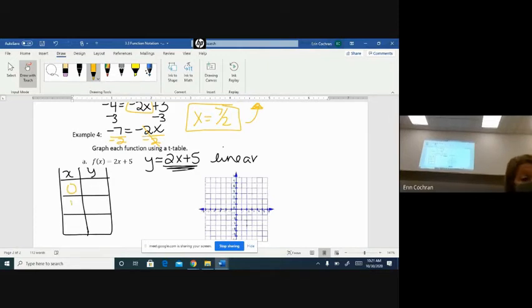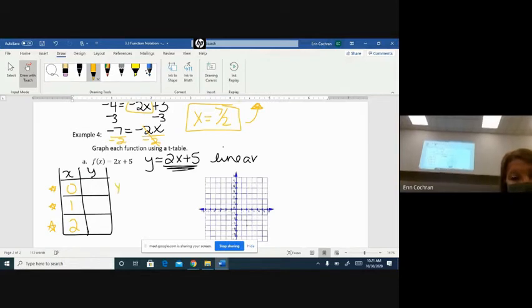1 sounds good. 2 sounds good too. Or could you use -1? Yeah, it doesn't matter, but we'll go 0, 1, 2. I try to always choose 0 anytime because 0 is easy to multiply by or add to, right? Okay, so now, since these are my x values, do I know how to plug x values in and find my y values? Yeah, so let's go ahead and do that.